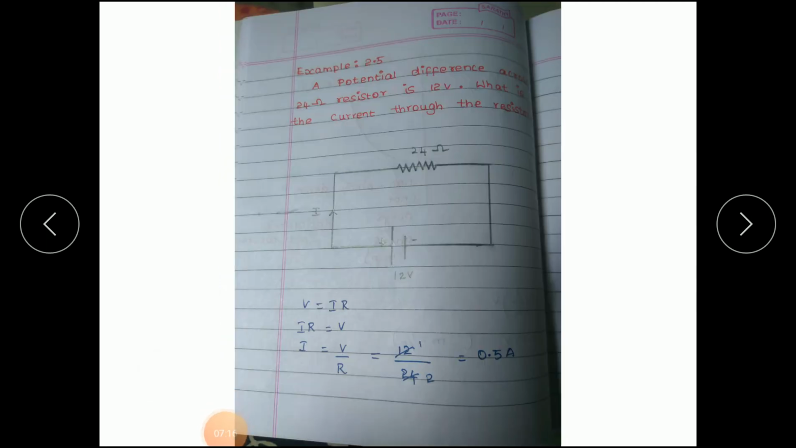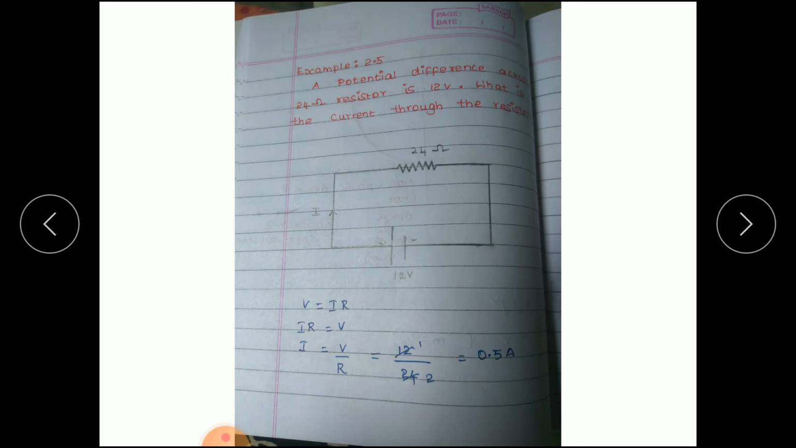Next we are going to discuss example number 2.5. A potential difference across a 24 ohm resistor is 12 volt. What is the current through the resistor? So now just draw a circuit diagram. It's a 24 ohm resistor and the battery is a 12 volt battery. What we have to find? We have to calculate the current through the resistor.